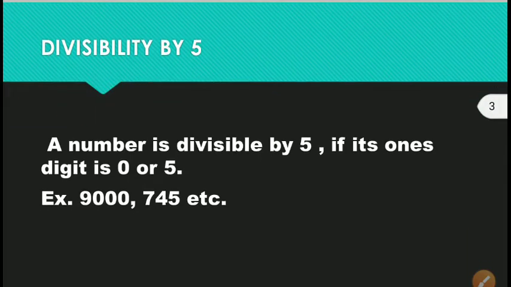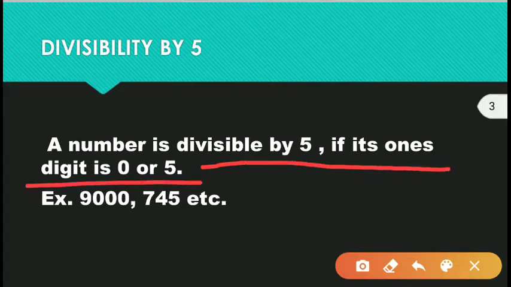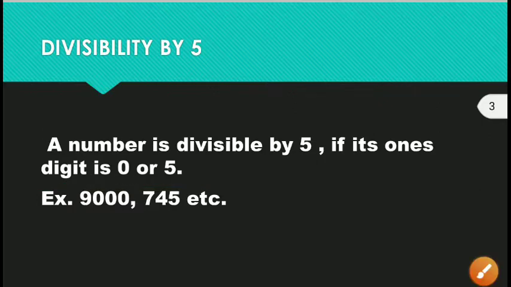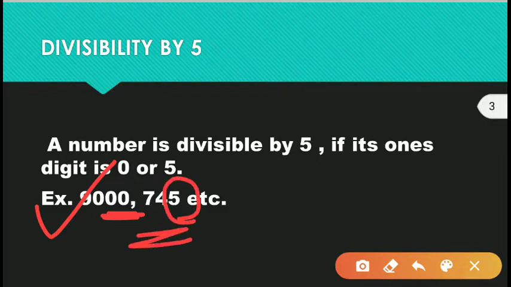Next is divisibility by 5. A number is divisible by 5 if its ones digit is 0 or 5. The number will be completely divisible by 5 if its ones digit is either 0 or 5. Here is the example. Here the unit digit, or the ones digit, is 0. So this will be completely divisible by 5. In the next example, the unit digit is 5. So this will be completely divisible by 5.